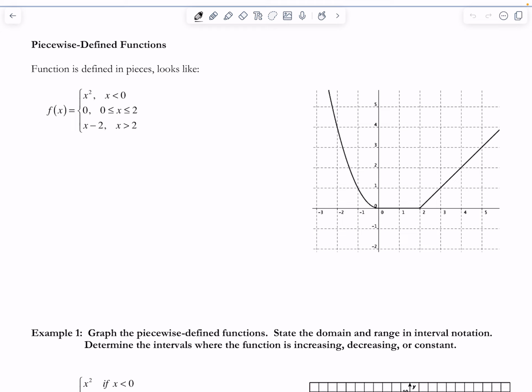graphing them, talking about their domain and range, looking at when it's increasing, decreasing, or remaining constant, and then ultimately finishing with trying to write a piecewise function based on a graph.